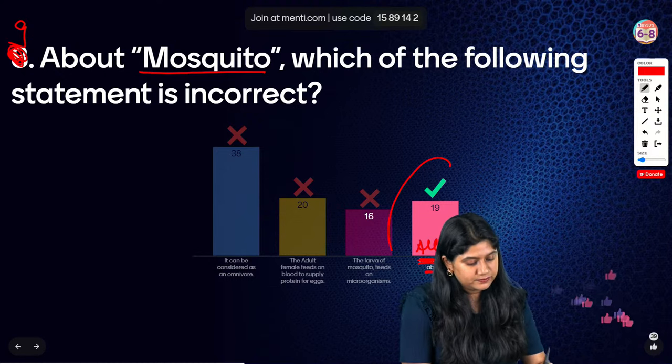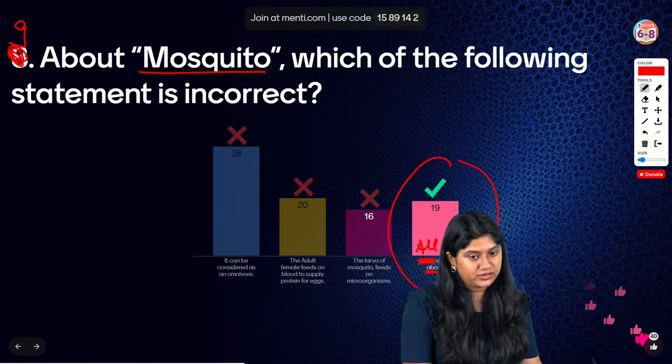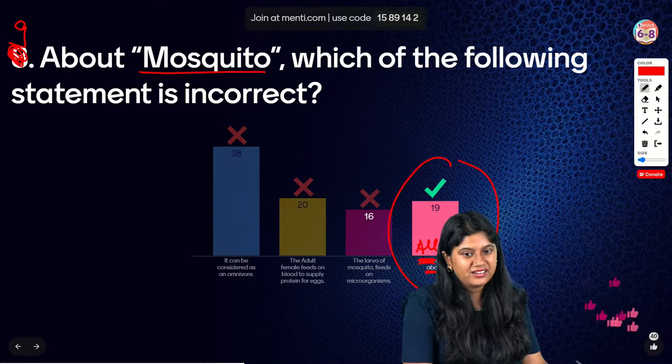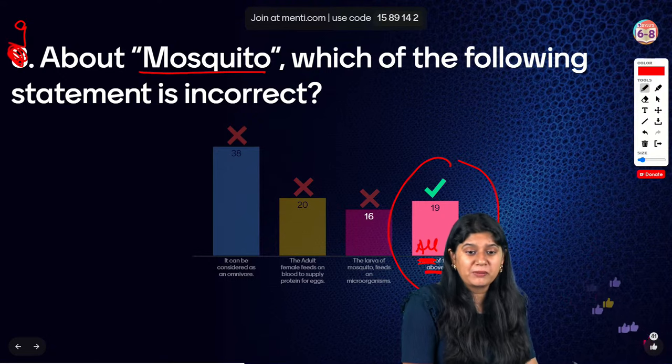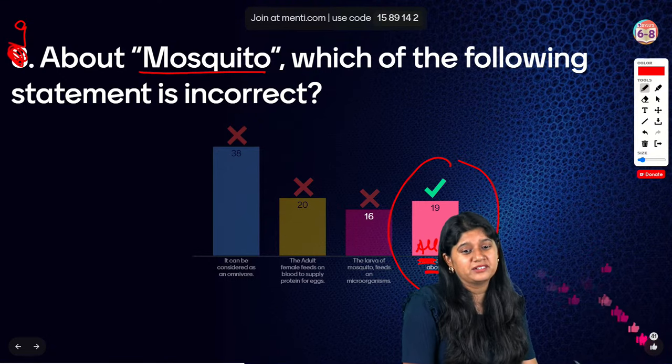But of course, 19 of you have voted for the correct answer. Unfortunately, Akash, you will not be able to get points, but I don't have the control over here. So I'm really sorry for this.